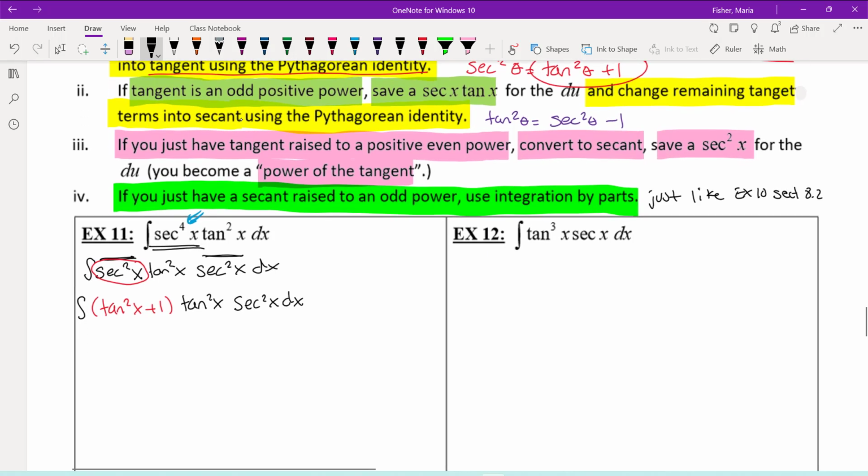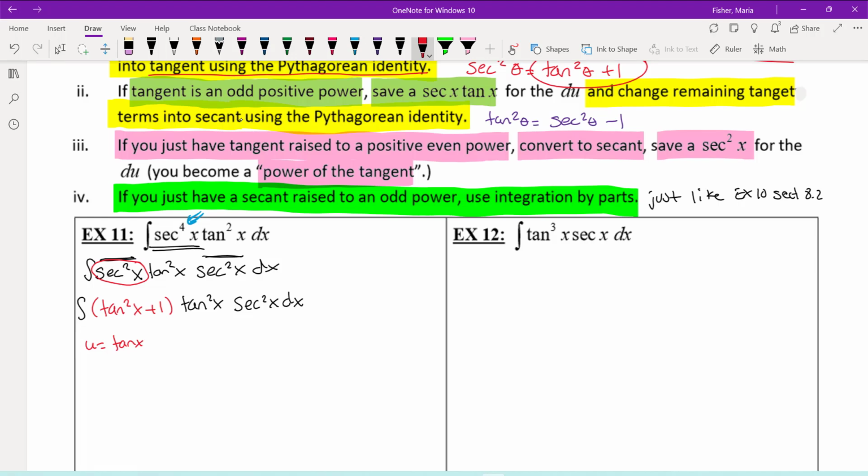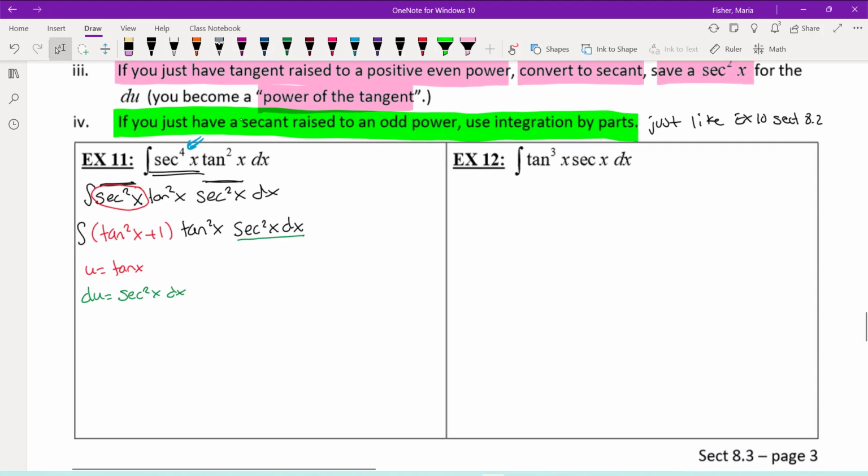Once I've done that, then I let u equal the tangent of x, because if u is equal to the tangent of x, the derivative du would equal secant squared x dx, which is perfect because that's what I have. And then I come over here and I rewrite this as something in u's, and we're looking at the indefinite integral of u squared plus 1 times u squared du.